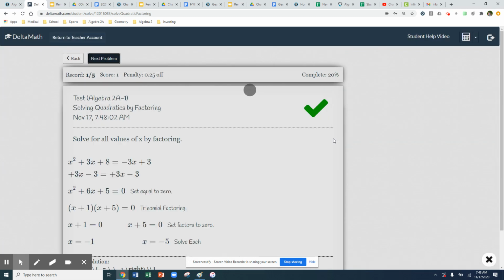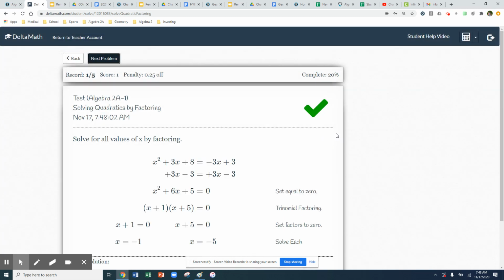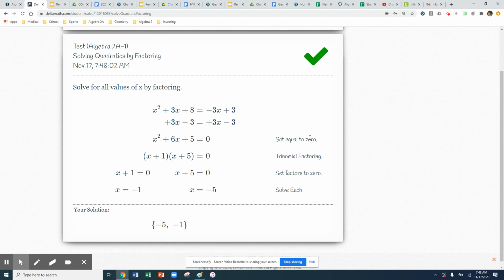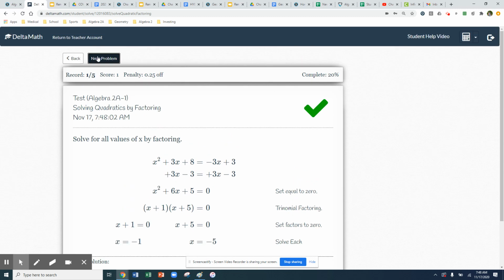So there's our answer. Hopefully we got it. And there it is, so you can see their work. Set equal to 0, trinomial factoring, set factors to 0. So there's our step 1, our step 2, our step 3, and then we solve it. We'll take a look at one more.